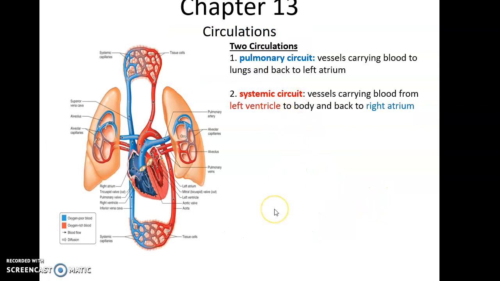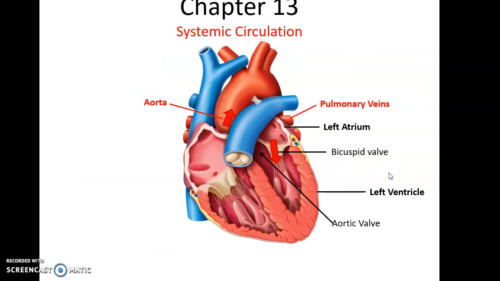Then we have, of course, the systemic circuit. In the systemic circuit, we have lots of vessels carrying blood from the left ventricle all the way throughout the body and then back to the right atrium. So oxygenated blood goes from the left atrium through the bicuspid valve into the left ventricle, then from there through the aortic valve into the aorta.